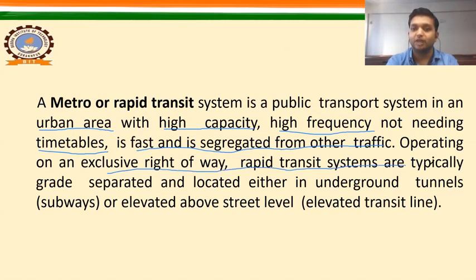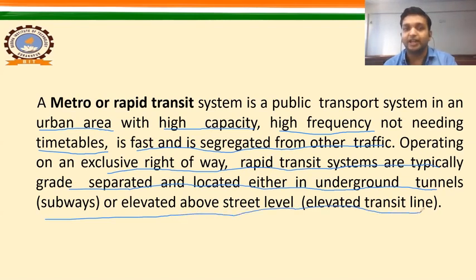Rapid transit systems are typically grade separated and located either in underground tunnels, subways, or elevated above the street level, as an elevated transit line. The best example is the Delhi Metro. There you can see it doesn't follow any fixed timetable. It has a very high frequency, and again it has a very high capacity, and it is a very fast means of communication because it has been segregated from the other traffic. It is operating on an exclusive right of way.